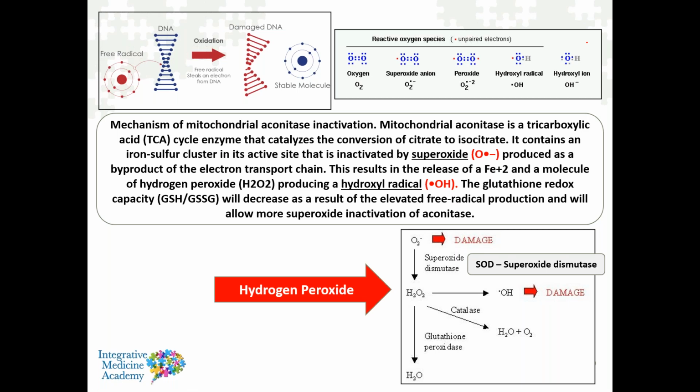So there are different types of reactive oxygen species that have an unpaired electron. Here we have molecular oxygen, which can become a superoxide anion. We can form peroxides. We can form a hydroxyl radical, which is very toxic. We can also form a hydroxyl ion. Okay, so it's these radicals, or these unpaired electron species, that are quite problematic.